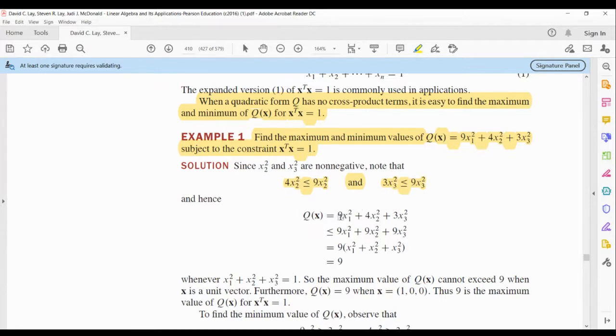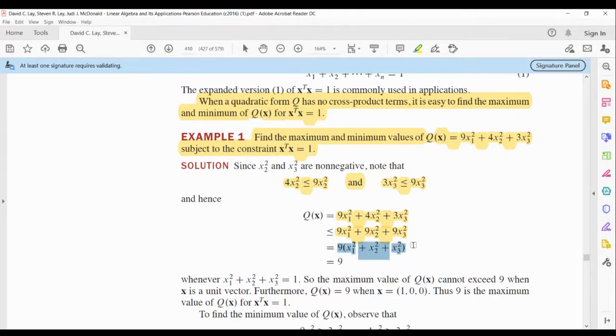So certainly the quadratic form would have to be less than or equal to 9x1 squared plus 4x2 squared plus 3x3 squared. And then that would be less than or equal to 9 times each one of those variables, well, the sum, 9 times x1 squared plus 9 times x2 squared plus 9 times x3 squared. Certainly that's true, but why would we want to write it that way?